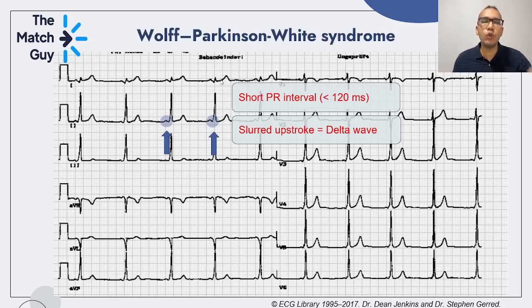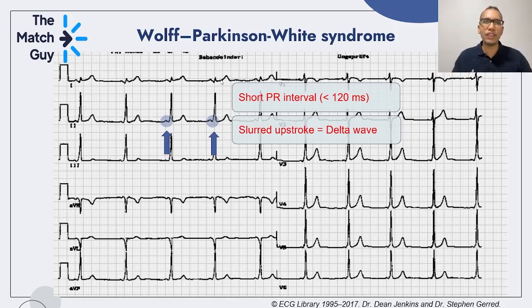This is WPW syndrome. And what's happening here is that normally electrical impulses travel from the atria to the ventricles through the AV node, and this creates the usual PR interval that we are all familiar with. But what's happening in this condition is that there is an accessory pathway, and that pathway is called the bundle of Kent.